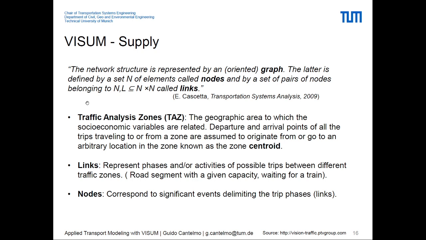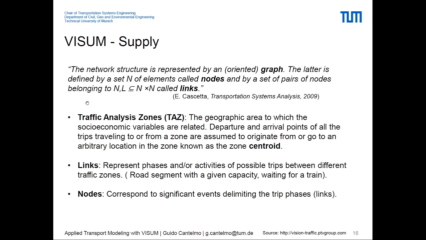So in general, we can divide the network in three parts at least. The traffic analysis zones that we did identify in the previous network. They are geographical areas to which the socio-demographic variables are related. Departure and arrival points of the trips traveling to or from a zone are assumed to be originated within an arbitrary location within the traffic zones. We have links that represent basically segments of roads, and we have nodes which basically connect links.